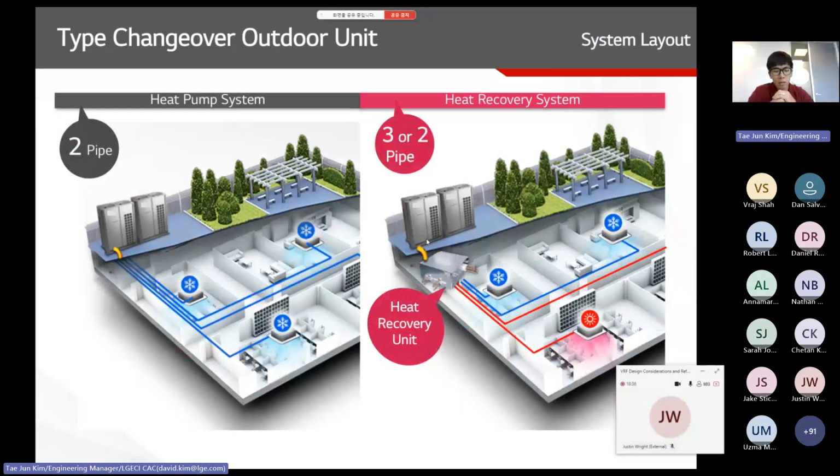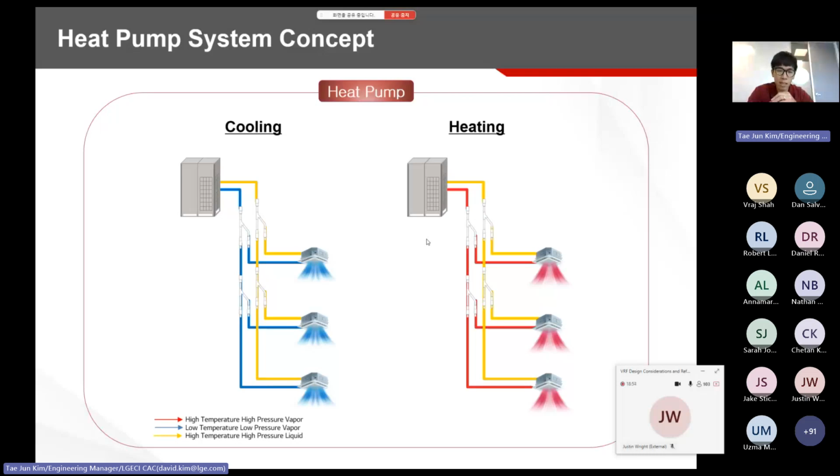Within VRF, there are 2 different types of technology available: one called the heat pump system and the other called the heat recovery system. The heat pump system, which some manufacturers call a 2-pipe system, basically has a 2-pipe connection going to the indoor unit. There is no distribution box or heat recovery box in the middle, but the downside is that the indoor units connected to an outdoor unit cannot do simultaneous cooling or heating operation. All indoor units connected to a single refrigerant circuit have to be in the same operation mode, either cooling or heating.